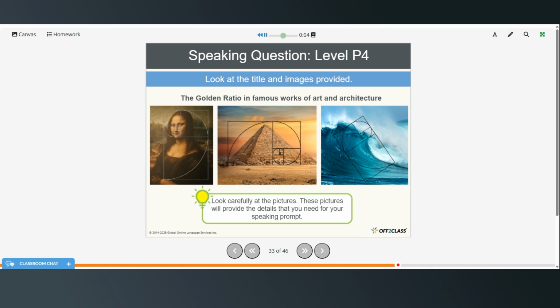The class continues learning about the golden ratio. So again, look carefully at the pictures, because these pictures will provide the details that you'll need to answer the speaking prompt.